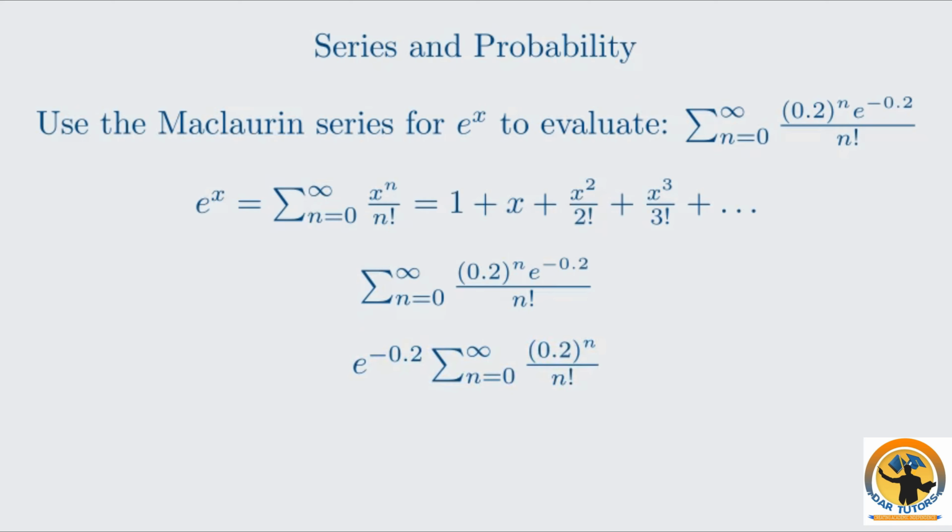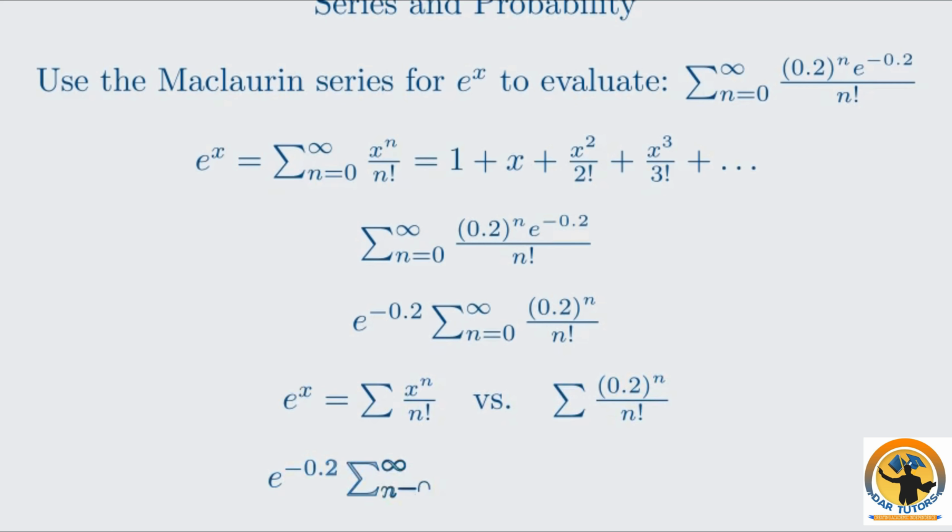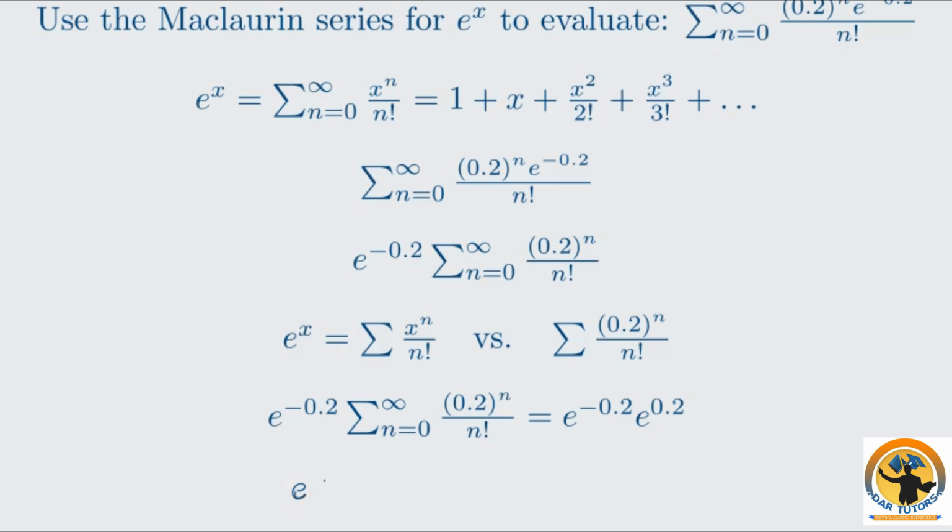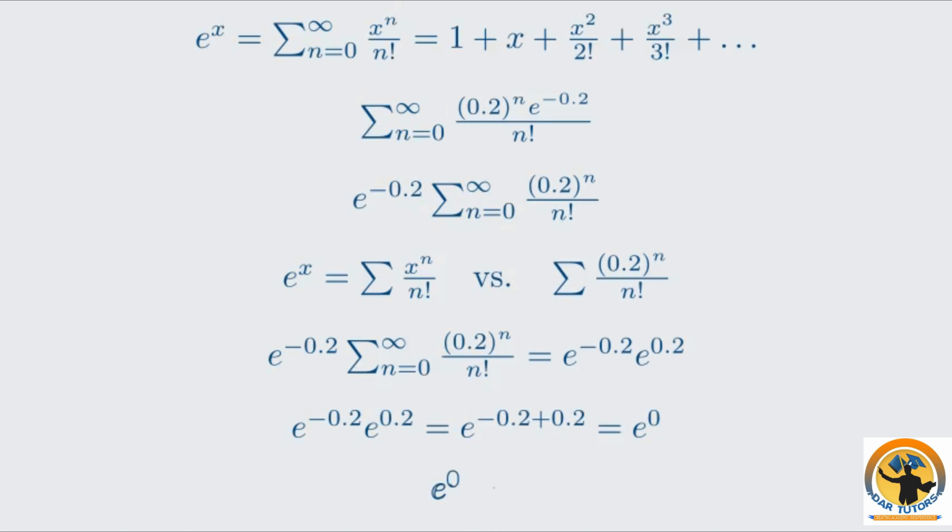Can you see a resemblance? We have the sum of x to the n over n factorial equals e to the x, and here we have the sum of 0.2 to the n over n factorial. It's the same form. The expression inside the sum is the Maclaurin series for e to the power of 0.2. Therefore, the sum simplifies to e to the negative 0.2 times e to the 0.2. Using the rules of exponents, we can simplify this further. e to the negative 0.2 times e to the 0.2 equals e to the power of negative 0.2 plus 0.2, which is e to the power of 0. And anything to the power of 0 is 1. So the value of the entire series is 1. The final answer is 1.